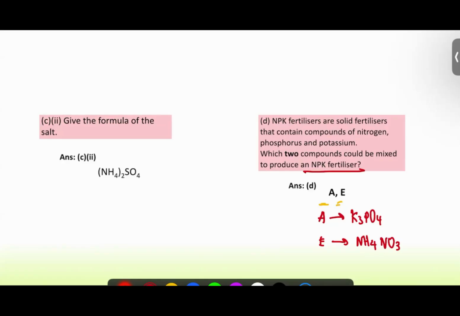So that's all for this session of pure chemistry ammonia OEQs.